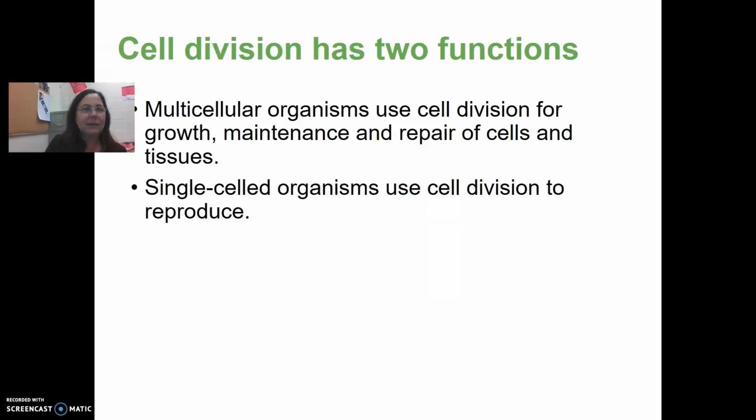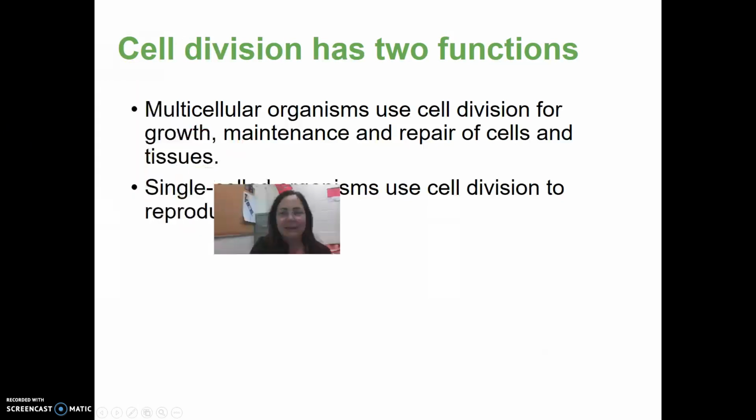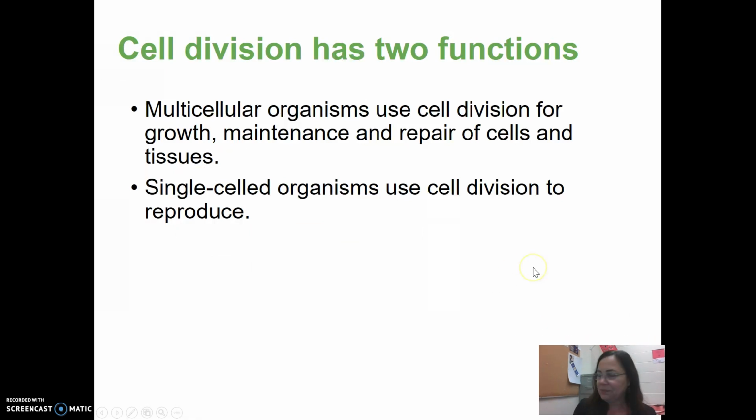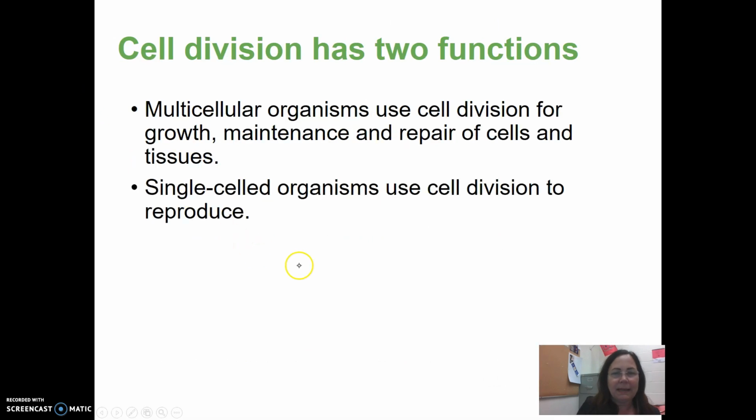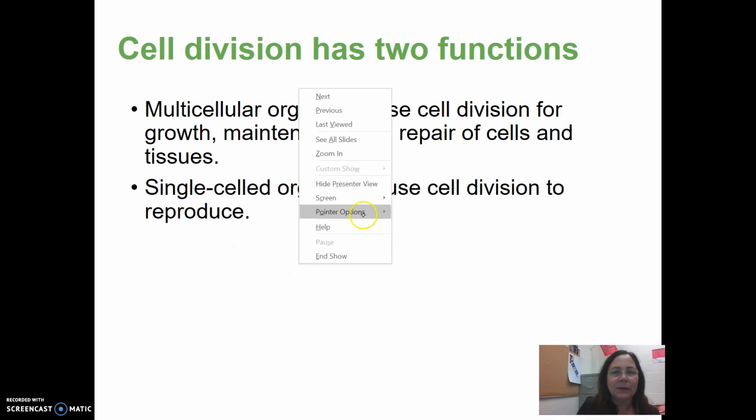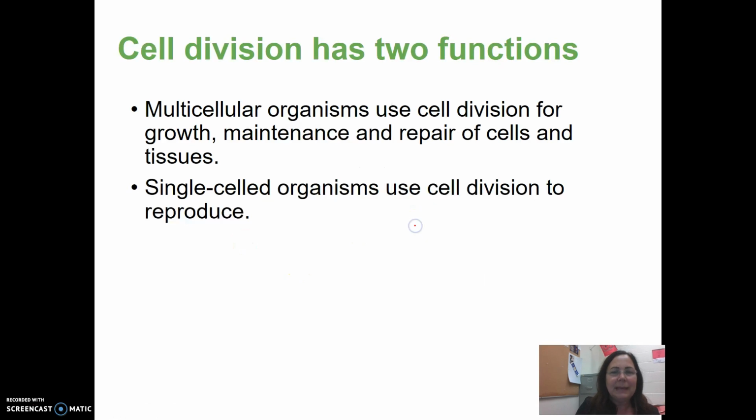First, let's discuss the functions of cell division, the reasons that cells divide. Multicellular organisms use cell division for growth. They use cell division for maintenance and repair of cells and tissues. And single-celled organisms use cell division to reproduce.